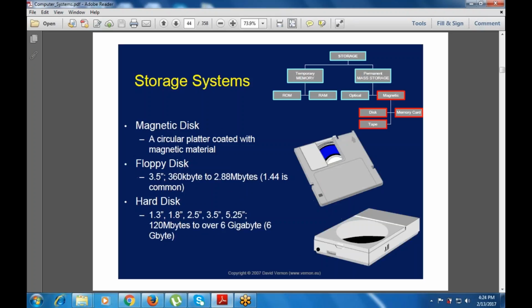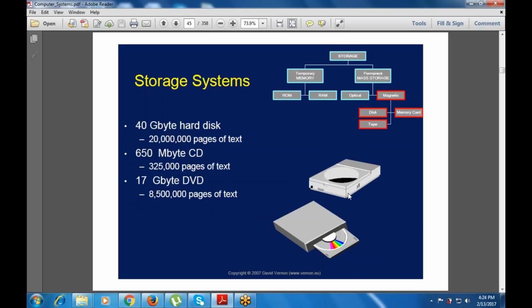The next one is storage systems. Again, there are new storage systems available. Now the next part is the 40 GB hard disk, which covers about 20 lakh pages of text. Then the 650 megabyte CD, this is 325,000 pages of text. Then the 70 gigabyte DVD, that is 85,000 pages of text. So these are the multiple storage devices that are available.